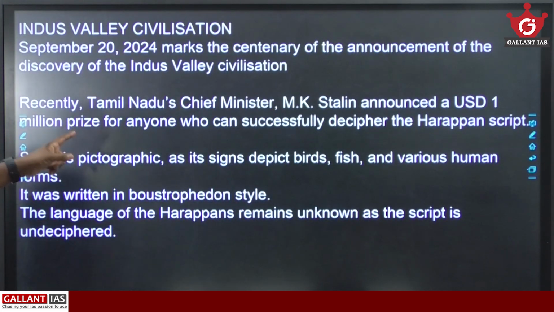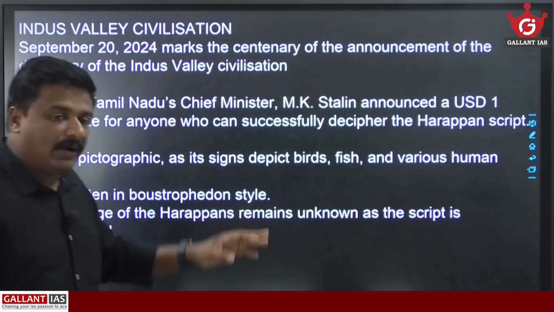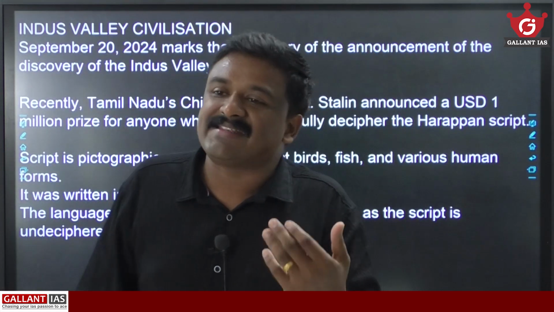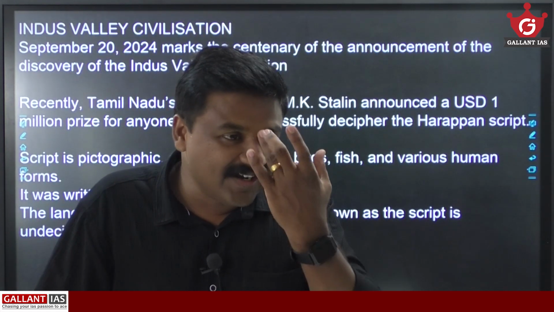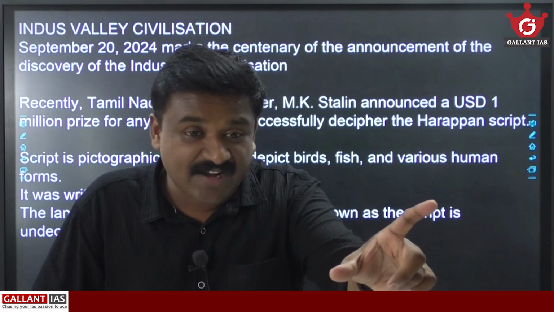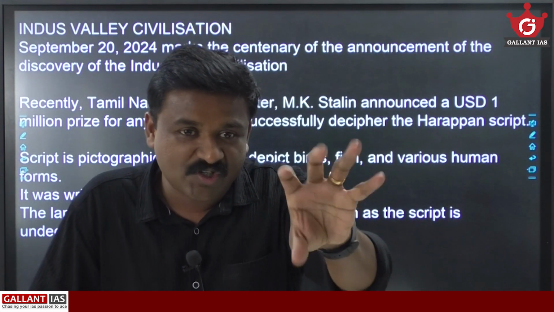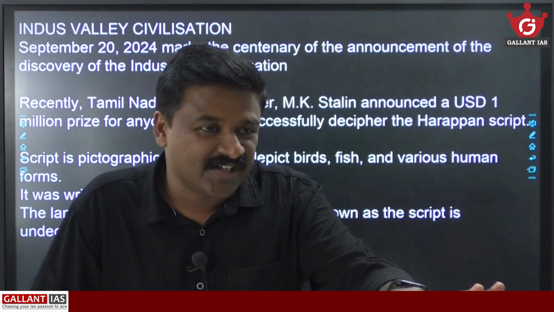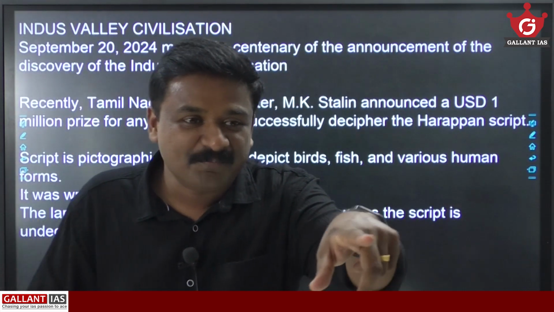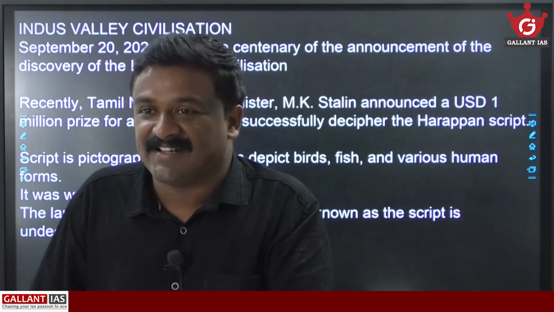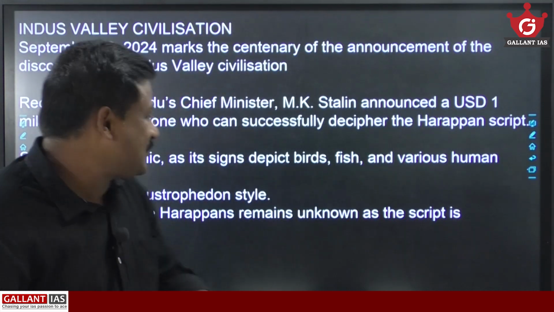Now, Tamil Nadu Chief Minister Stalin announced a USD 1 million prize for the person who successfully deciphers the Indus script. That means the Indus script is not deciphered, am I right? The Indus script is not alphabetical. It is full of symbols and signs and not deciphered, and the particular style is called boustrophedon. So there are things to learn.